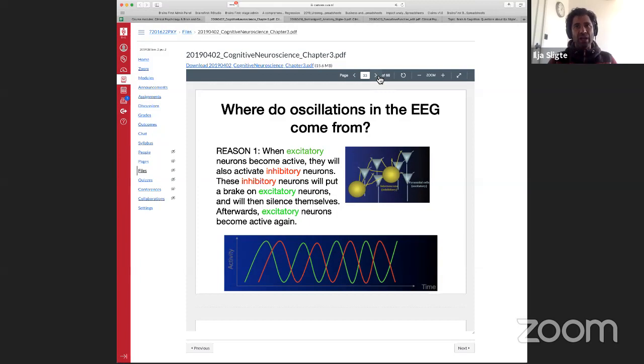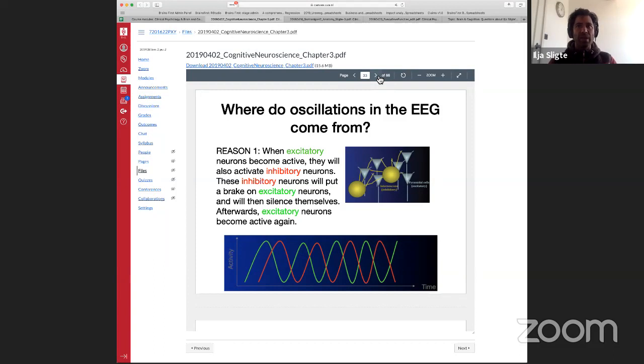Then something that I was talking about before, the difference between these pyramidal cells and these stellate cells, these stellate interneurons. If we're talking about oscillations, the main reason that we see oscillations in the EEG is the phenomenon that when a pyramidal cell, an excitatory neuron, becomes active, it will start activating inhibitory neurons. These inhibitory neurons will then put a brake on the excitatory neurons and will afterwards silence themselves. So they are auto inhibitors in that sense as well. And that leaves room for the excitatory neurons, these pyramidal neurons, to become active again.